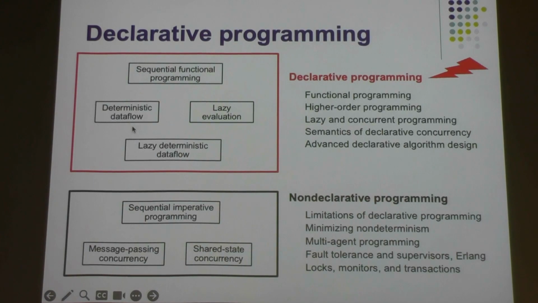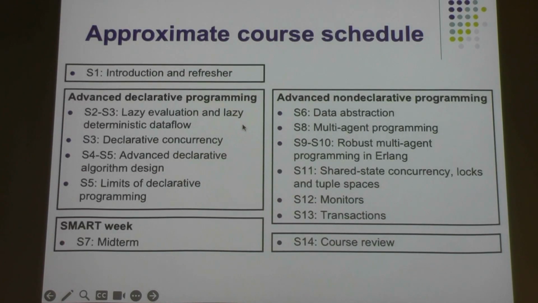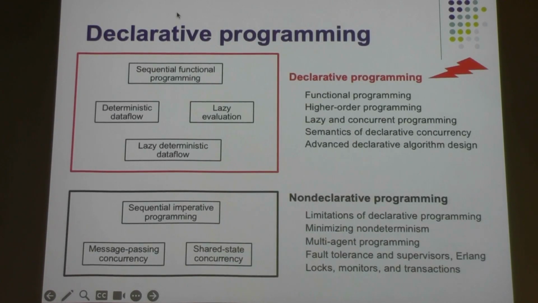But in this course, you will see two more paradigms. Lazy evaluation, or by-demand evaluation. This is a very powerful form of declarative programming where the program kind of executes in the opposite direction. So you will see it's a very interesting way of thinking. And finally, we will combine these two into lazy deterministic data flow. So this is the most powerful paradigm for declarative programming.